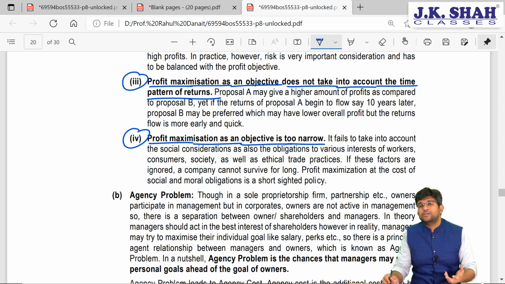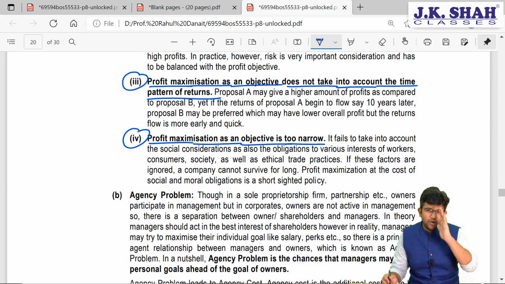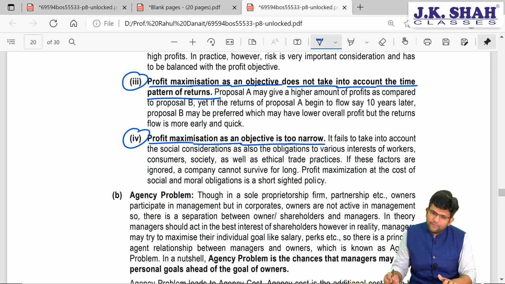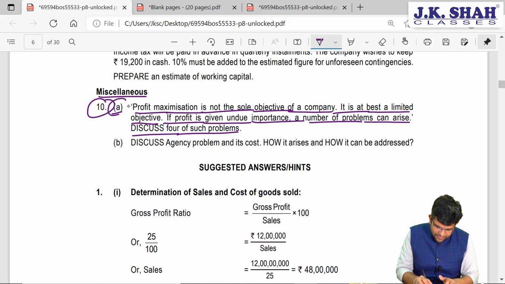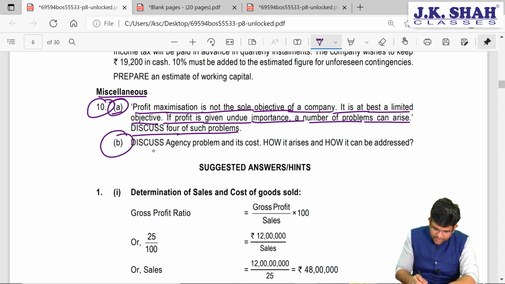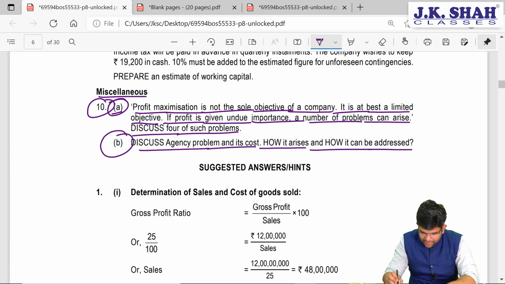So children, all these also need to be taken into consideration. You cannot be so narrow that you only focus on profit. So these are 4 points that they have highlighted here as far as question 10A is concerned. The next and the last point they're asking you is: discuss the agency problem and its cost, how it arises and how it can be addressed.